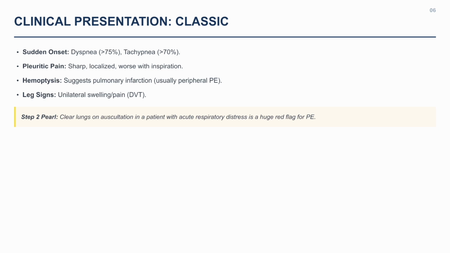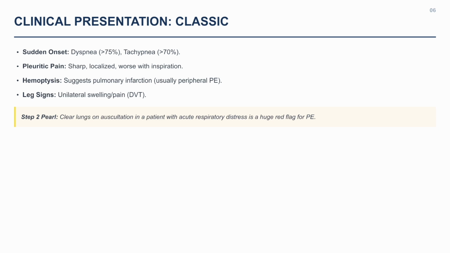The classic presentation of PE includes sudden onset dyspnea in over 75% of patients and tachypnea in over 70%. Pleuritic chest pain, sharp, localized, and worse with inspiration, suggests peripheral infarction. Hemoptysis is another clue. Always ask about unilateral leg swelling or pain, which suggests an underlying DVT.